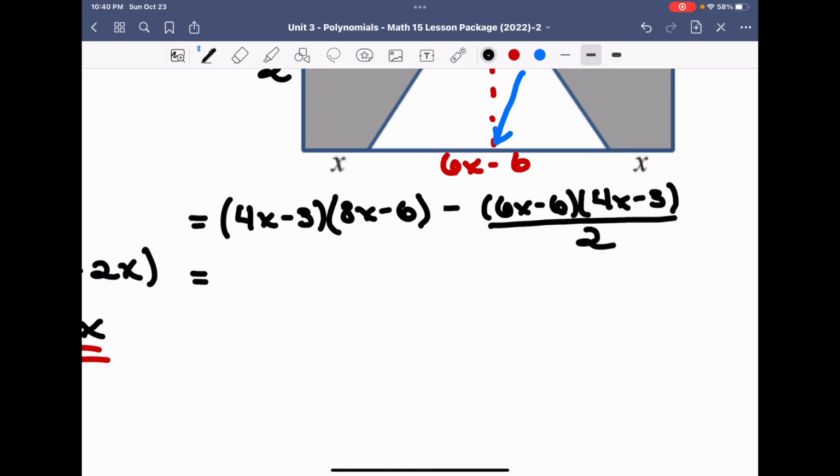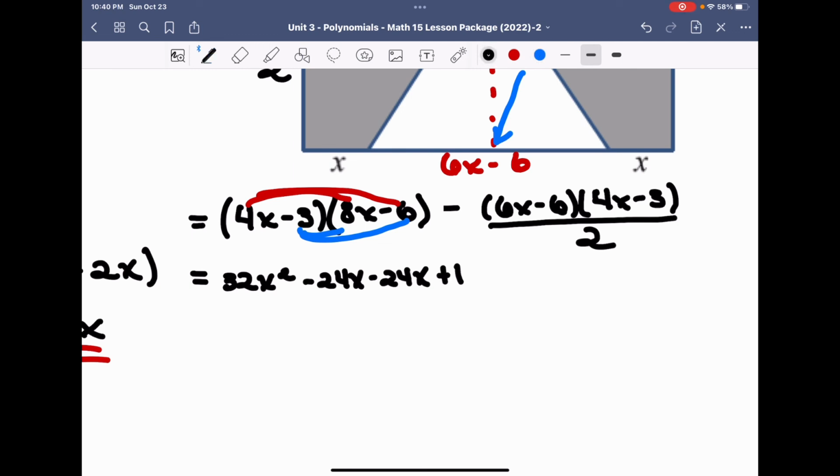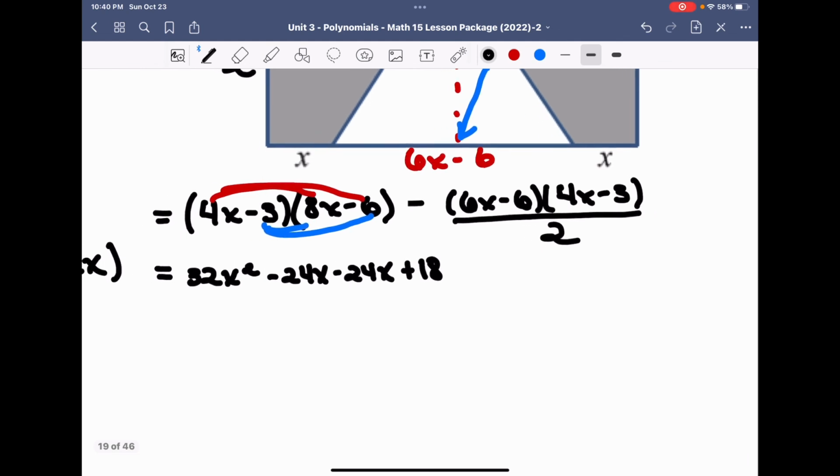So this is equal to, if I expand my first one, 4x is being multiplied to both terms in the second brackets. 4x times 8x is equal to 32x squared. 4x times a negative 6 is negative 24x. Negative 3 times 8x is negative 24x. Negative 3 times the negative 6 is equal to positive 18. And now I have to do the expansion and divide by 2 for the separate one here.